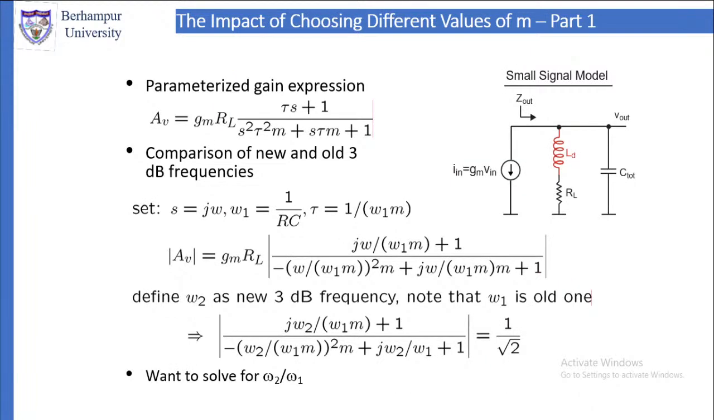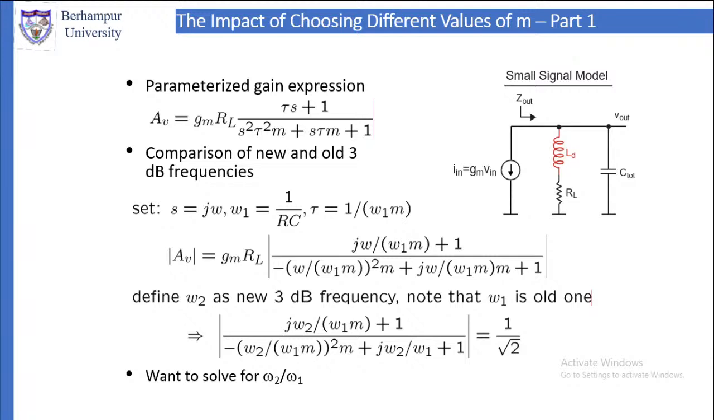M is the ratio of RC to LR time constants. Now after parameterization, we got AV is equal to GM into RL whole into, in the numerator 1 plus tau S, in the denominator S square tau square M plus S tau M plus 1.